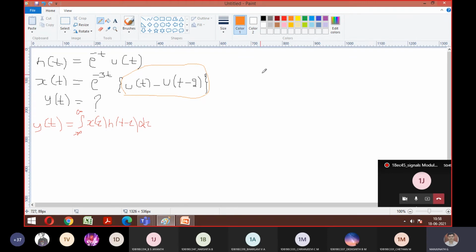So how the waveform looks, let's try to analyze first. Then we'll go with x of 2. So how to plot u of t minus u of t minus 2? I hope you remember, right? You did this in your module number 1, elementary signals. Do you remember, everyone? Yes, sir.